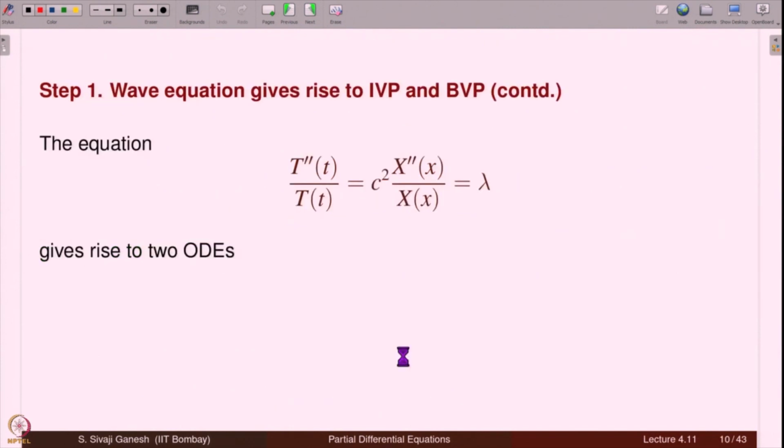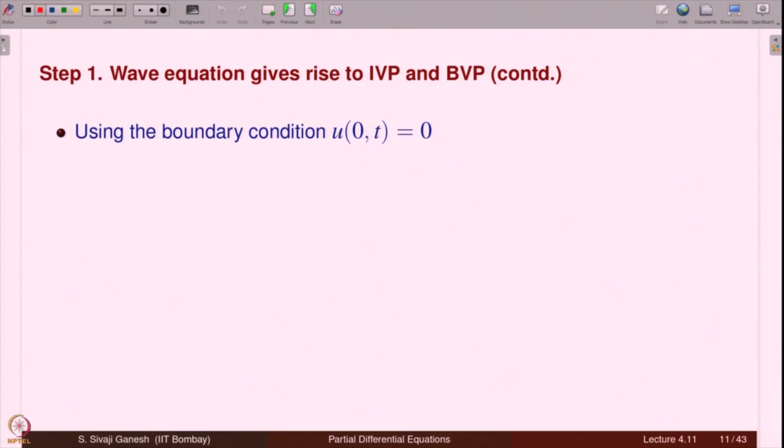So, thus we get two ODEs, which is X double dash minus lambda by c square X equal to 0 and T double dash minus lambda T equal to 0. Now, we have boundary condition u of 0 t equal to 0. From that boundary condition we get X of 0 into T of t equal to 0 for all t positive, in fact t greater than or equal to 0. So, that means X of 0 must be 0. If X of 0 is not 0, T of t is identically equal to 0 function.